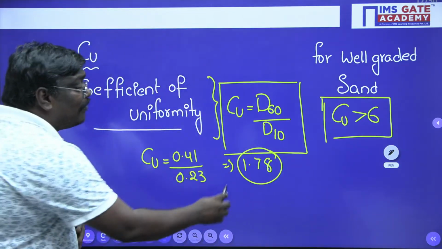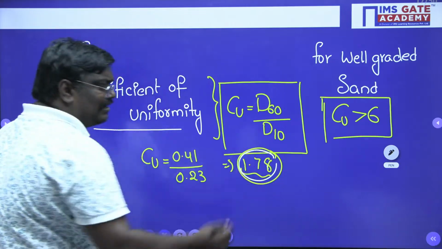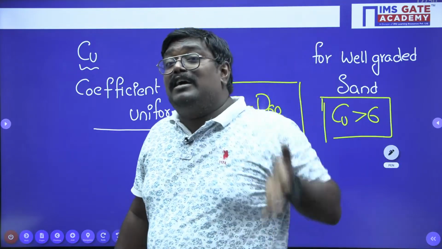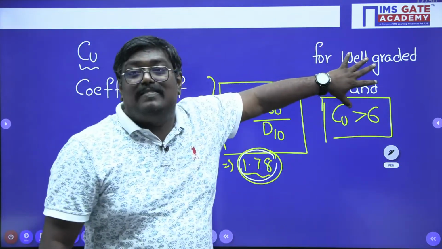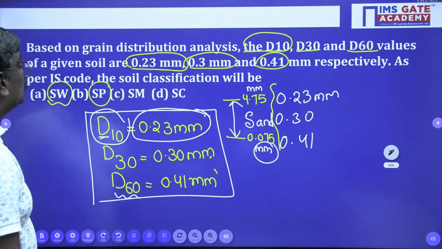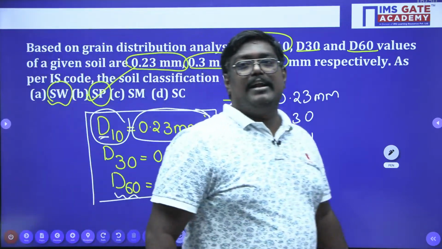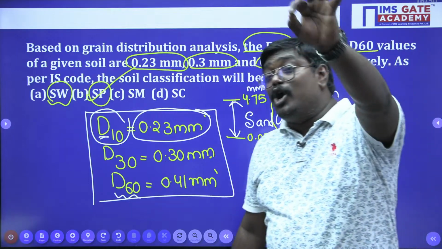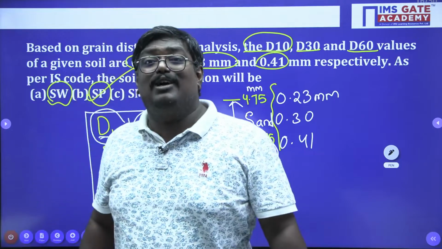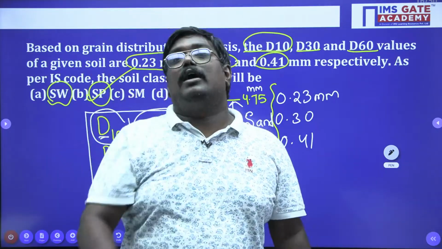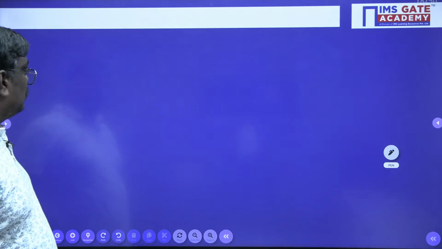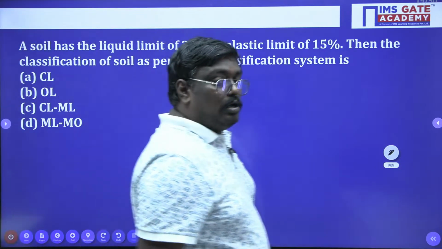But what is the value you have observed here? It is 1.78. So I clearly told you, my dear students, if any one of the conditions is not satisfied, then it is completely poorly graded soil. So the answer here is poorly graded sand. Agree? I told you in the previous sessions, if any one of the conditions of Cu or Cc is not satisfied, then we treat that soil as poorly graded. Agree, my dear students? I hope you are clear.